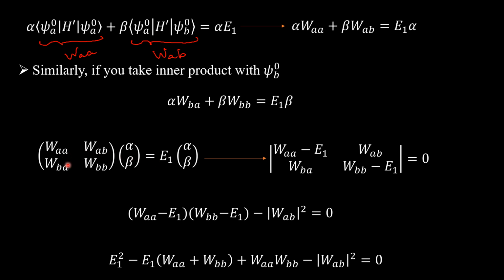Now you write down the characteristic matrix and find the determinant. For that, you bring this to the left hand side. Then this matrix will become WAA minus E1, WAP, WPA, WPP minus E1. This is the characteristic matrix to find the eigenvalue. This is the usual procedure. You multiply these in order to find the determinant. That is, WAA minus E1 multiplied by WPP minus E1, then minus these two, sorry, one minute.